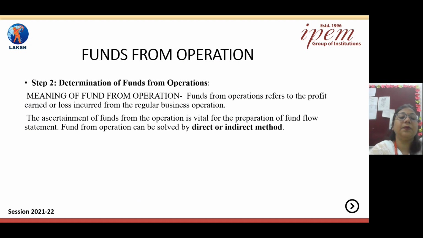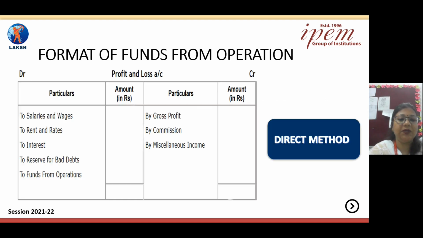This is the second step, where we have to calculate funds from operation. And you see here, we have two methods to calculate funds from operation. The first method is the direct method and the second method is the indirect method. So this is the format of the direct method.